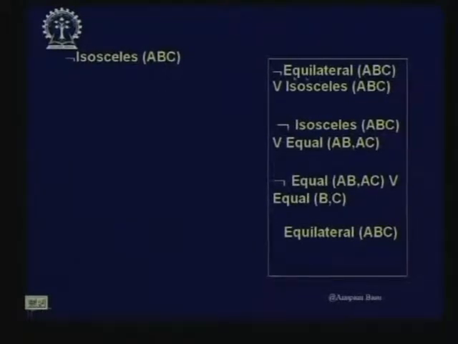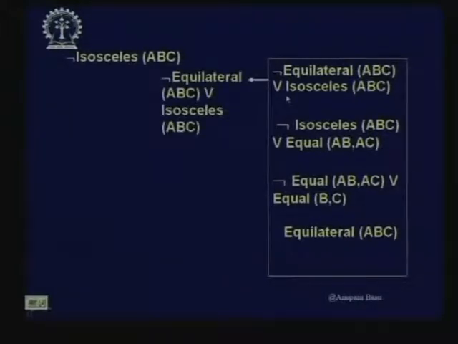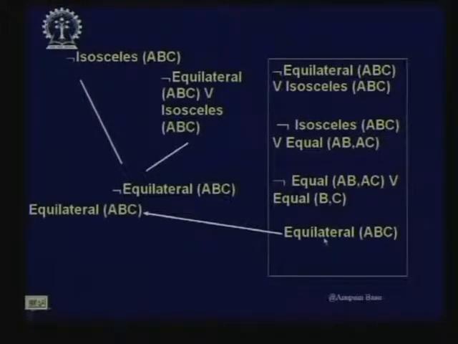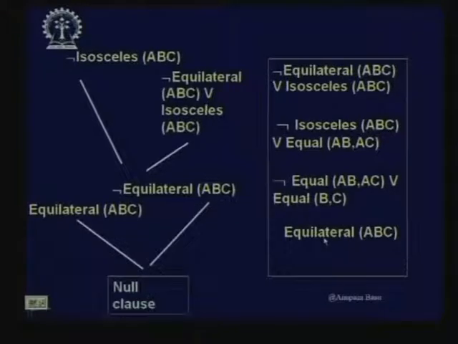Not isosceles ABC, we start with that, and which one should we select? Obviously, this one, because this one has got the negation of this. Here isosceles ABC is there, so I select this, and as I resolve these two, what do I get? These two again resolve out, I get not equilateral ABC. And when I resolve not equilateral ABC with this one, equilateral ABC, what do I get? I get a null clause.